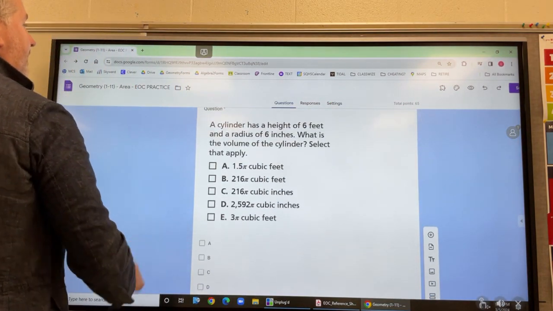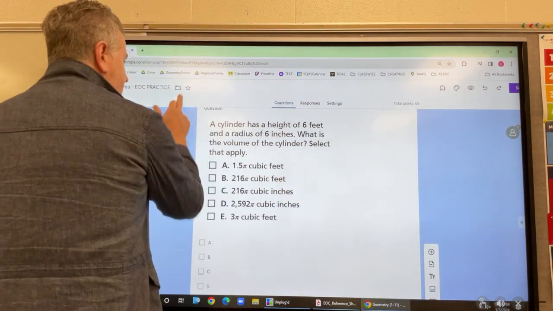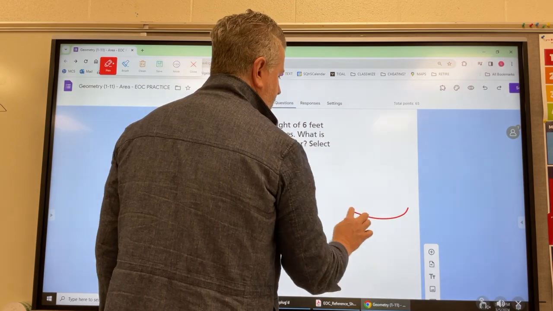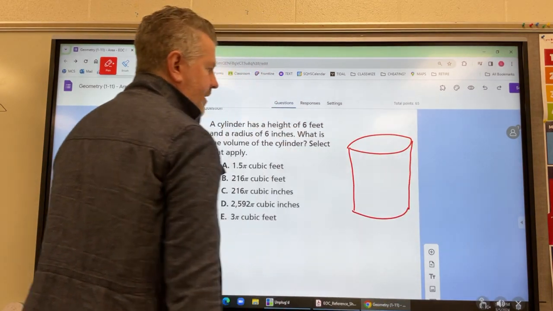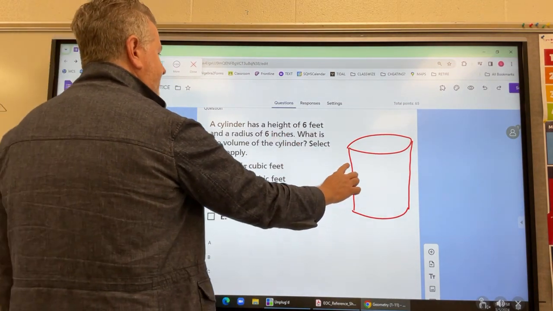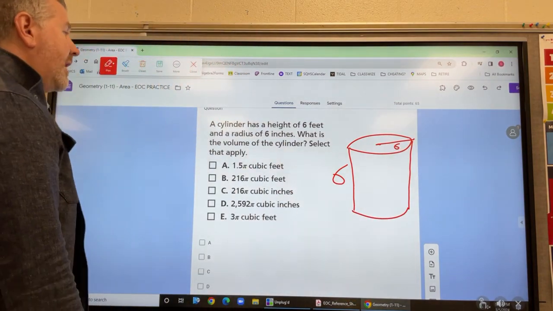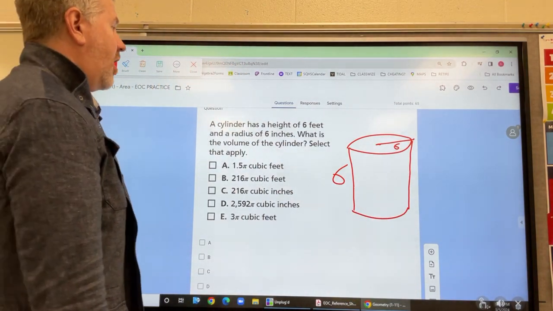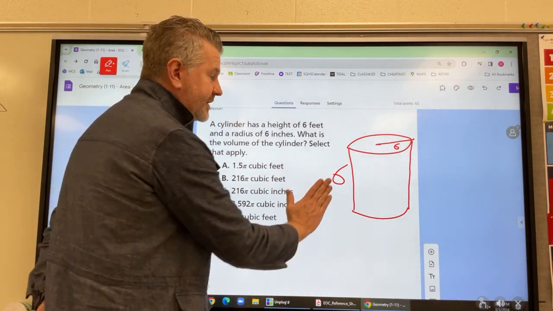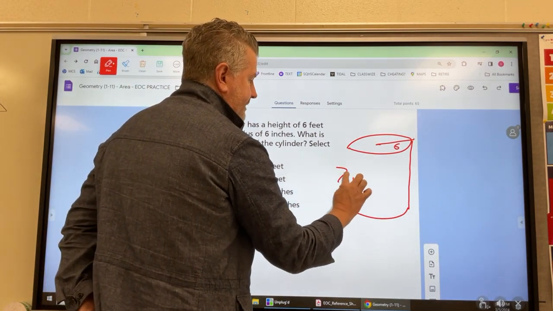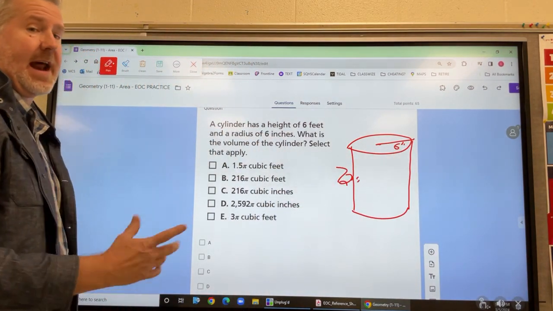Okay, moving on. A cylinder. So we're going from circles to cylinders, all right? A cylinder is a prism of sorts. The best name for a cylinder is just a can. It has a height of 6 feet and a radius of 6 inches. So there's our radius right there. What is the volume of the cylinder? Select all that apply. So this is 6 feet. I'm going to change it by multiplying by 12 to 72 inches. That way, this is in inches and that's in inches, and I can solve.